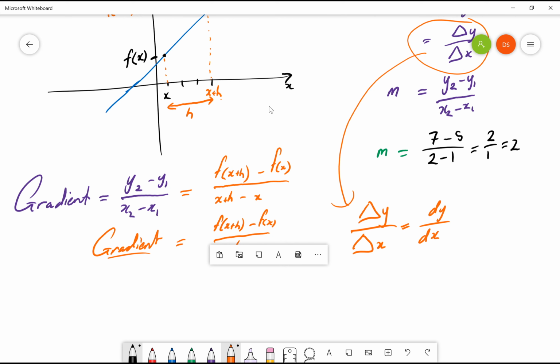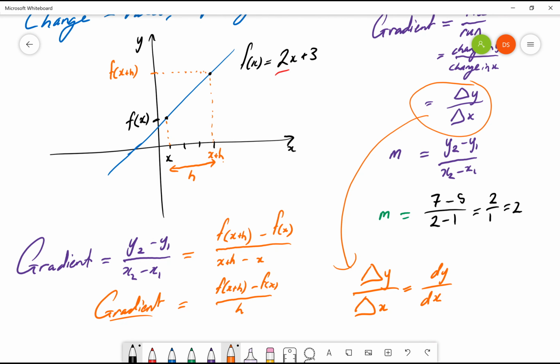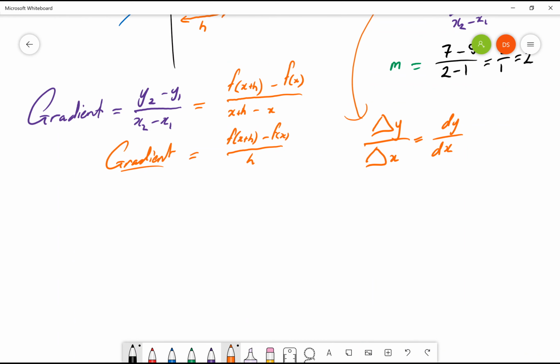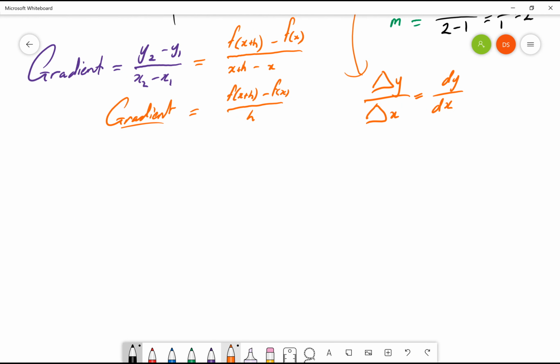And you can always get the gradient using this kind of idea, getting the difference between these 2 points over that horizontal distance. And that works well for straight lines. That works really well for straight lines. But for curves, it doesn't work so well. Because if these points are too far away, well, let's have a look. Let me draw a graph for you.